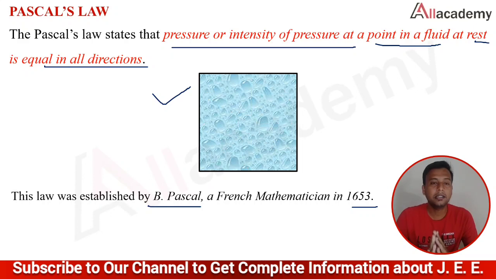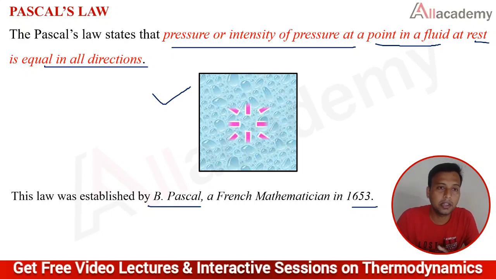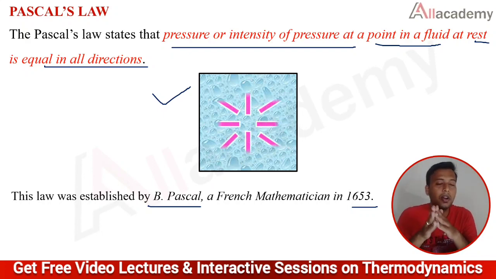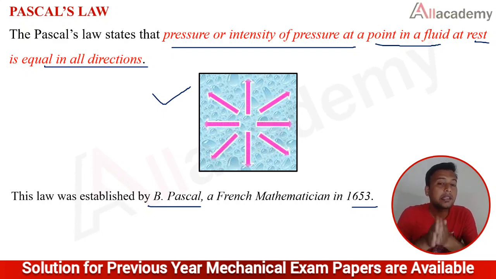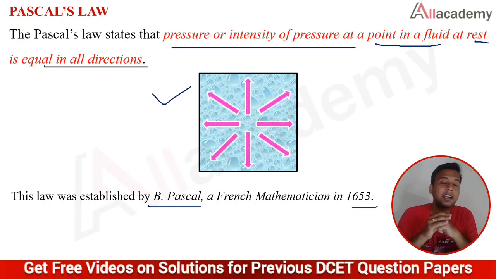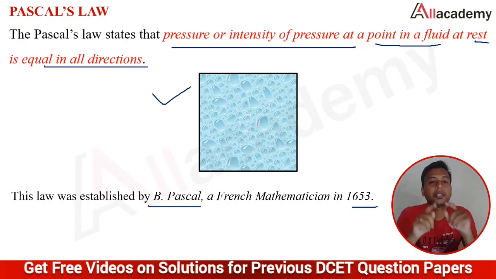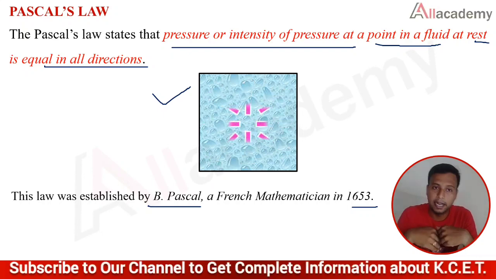So now we know that according to the law, the pressure will be equal in all directions. Now what is the proof for that? When a scientist or a mathematician has stated a law, there must be some proof. Now let us know what the proof for this is. Let us derive the proof that the pressure in a fluid at rest is equal in all directions.